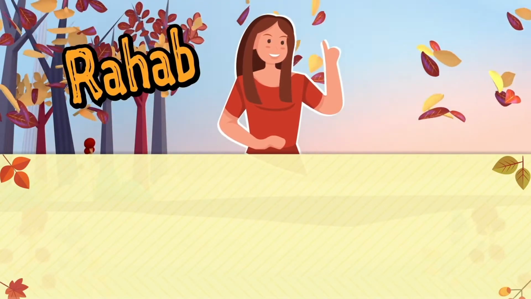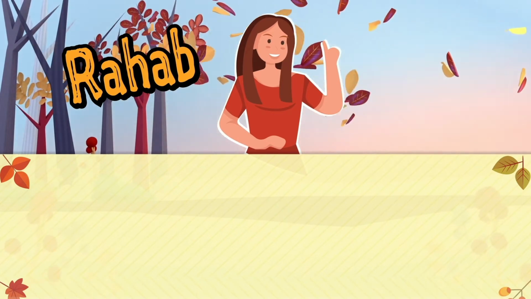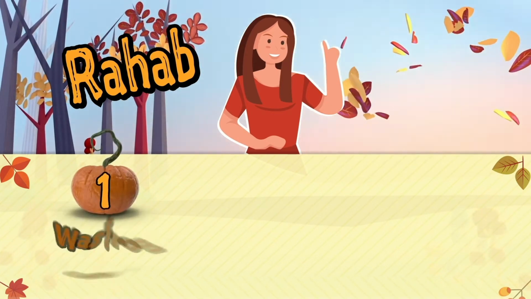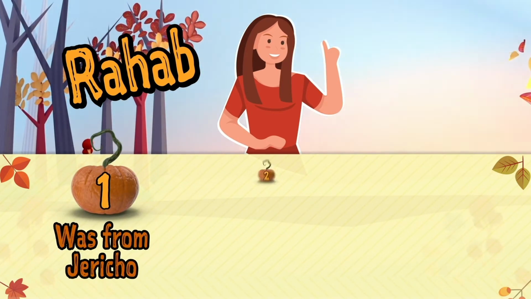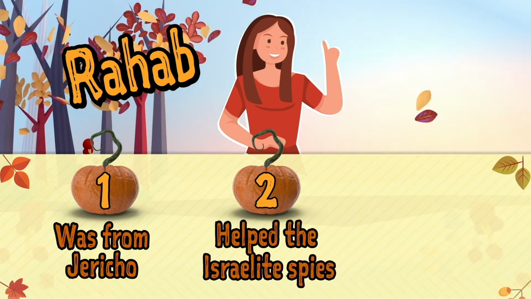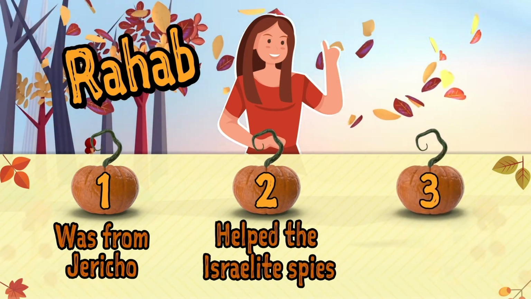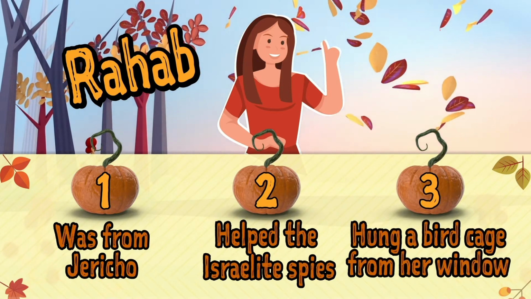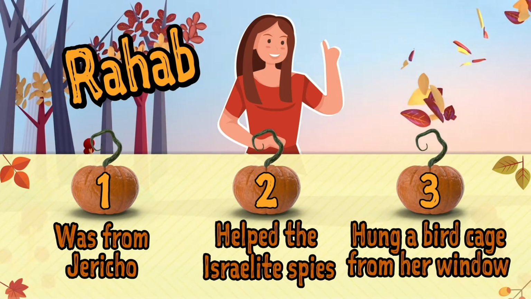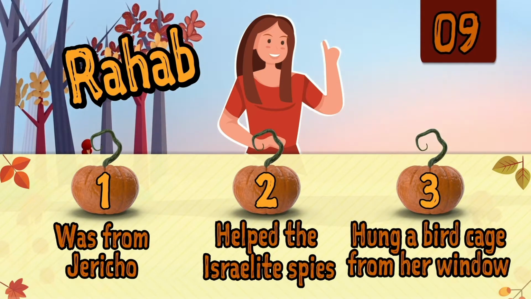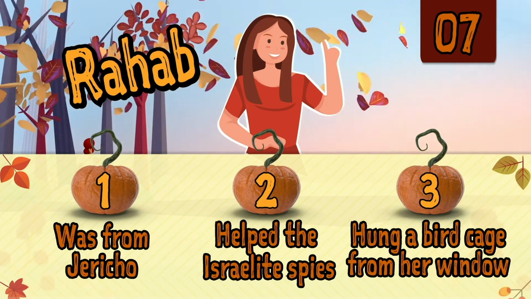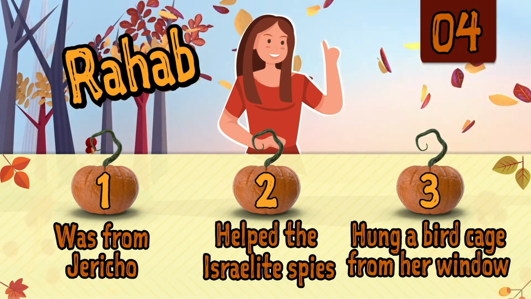Rahab is our next Bible character. Now, which of these is not true about Rahab? One, Rahab was from Jericho. Two, Rahab helped the Israelite spies. Three, Rahab hung a bird cage from her window. All right, it's time to decide. Which pumpkin do you think is not telling the truth?